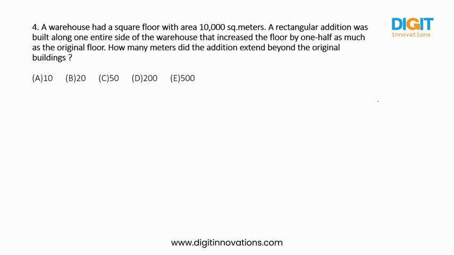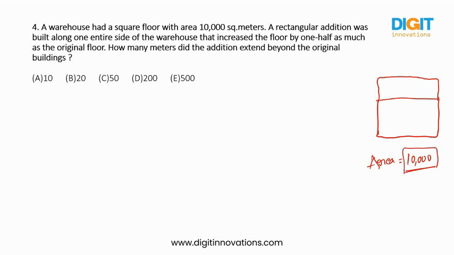So let us think I built a house whose area is 10,000. In this 10,000 I have length and width both. And after that I built another house on the upper side, which increases the floor by half of the original one. Total it is 10,000. In this 10,000 I increased it by half of the original one.